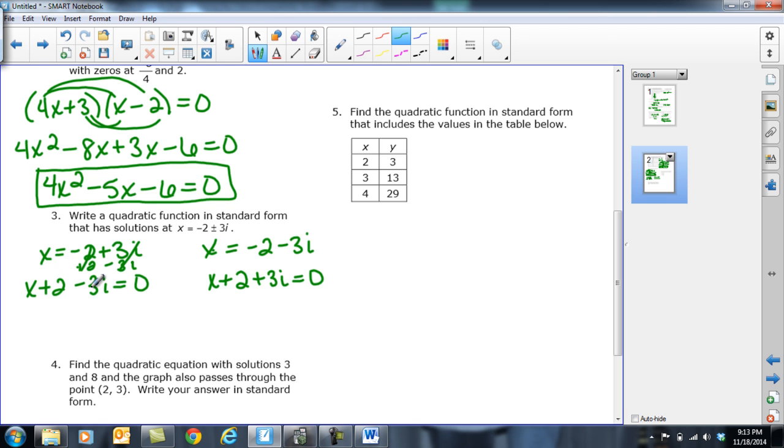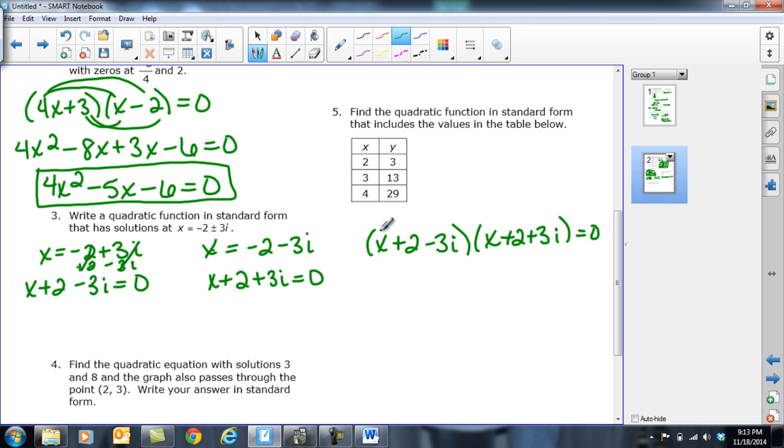So I'm going to have to multiply these two things together, which is kind of messy. I'm going to do it out here to the side, so I'm going to have x plus 2 minus 3i times x plus 2 plus 3i, and I'm going to multiply those together. So I'm going to distribute, but instead of the double thing here, I'm going to have to do it 3 times.